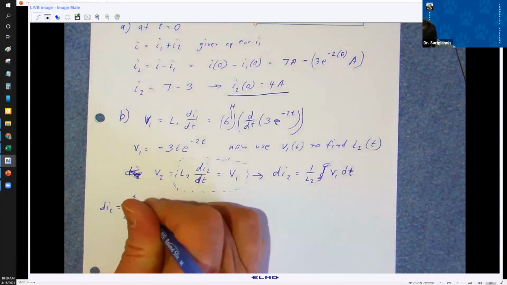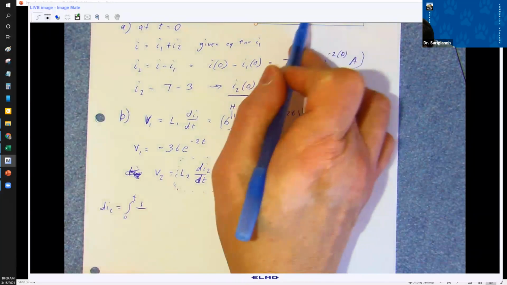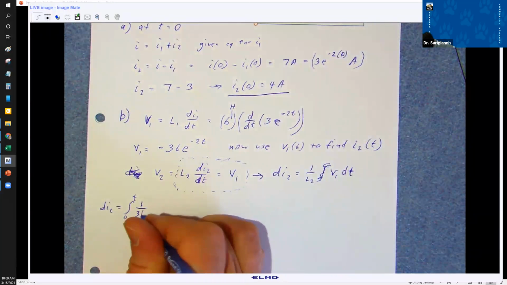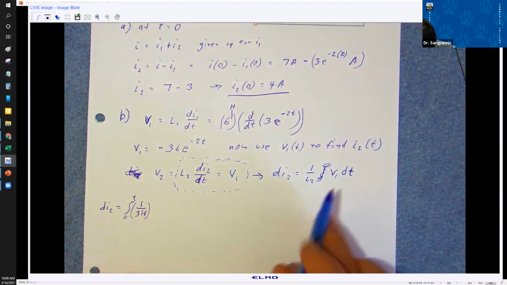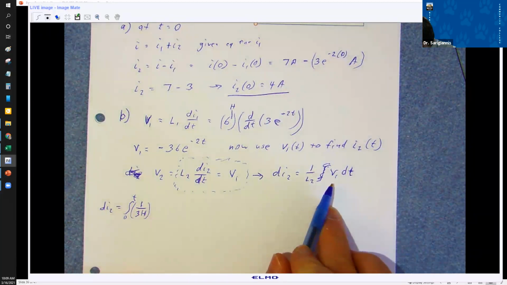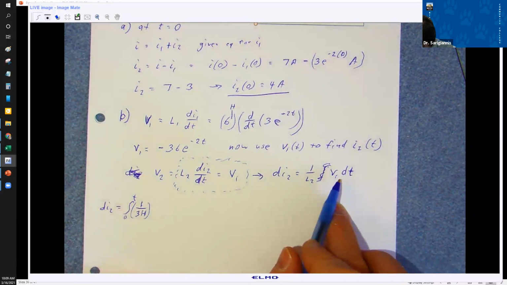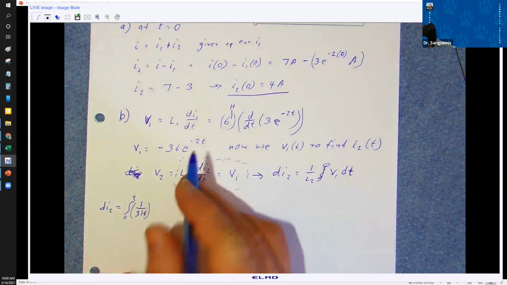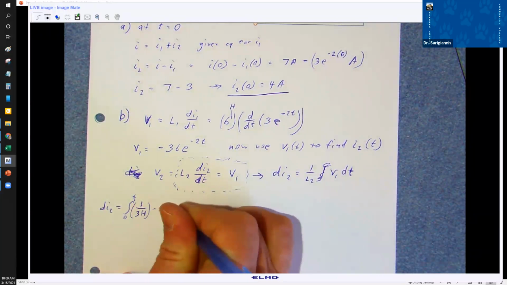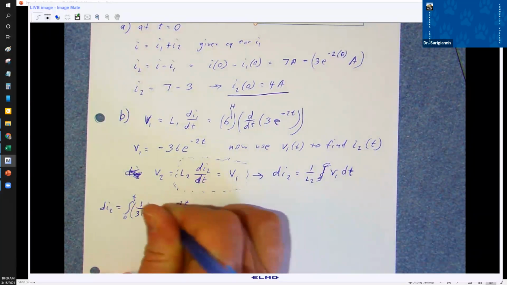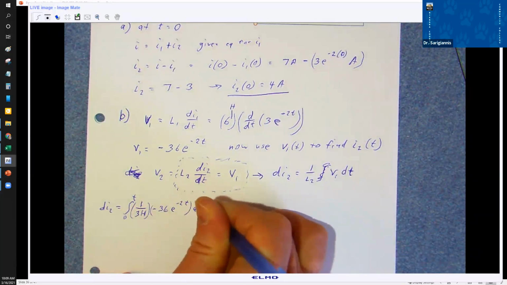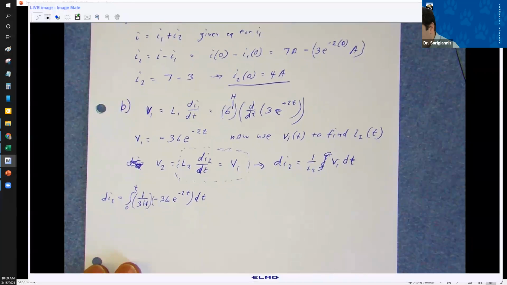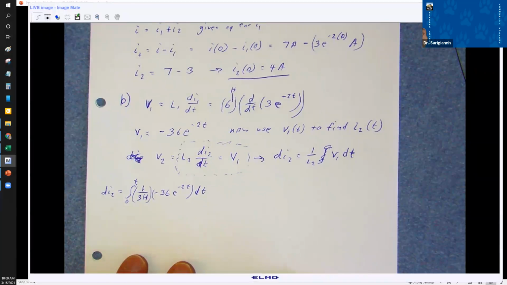We've got 1 over, what's L2? L2 is 3 henries. Now it's a constant, I can pull it out. I actually ran out of room here, so I forgot to put it in. V1. V1 is the minus 36 e to the minus 2t. Don't forget to add on your integration constant.